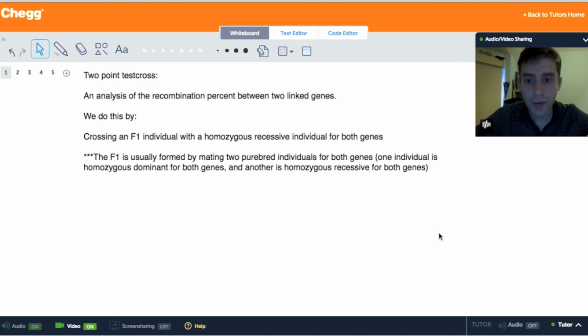And we usually do these test crosses. We form the F1 progeny by mating two purebred individuals for both genes. So one will be homozygous dominant for both genes, so, for example, big A, big A, big B, big B. And the other one will be homozygous recessive for both genes, so little a, little a, little b, little b.